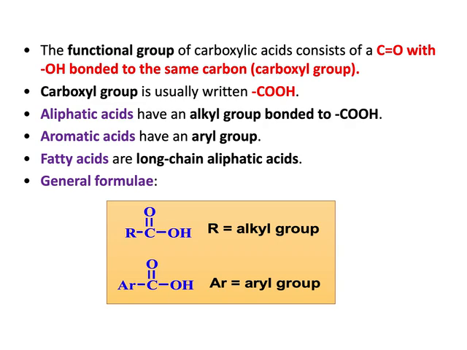The carboxyl group can be divided into two types. Aliphatic acid, which has an alkyl group bonded to C double bond O OH, and also aromatic acid, which has an aryl group. So here is the general formula for the alkyl group, R C double bond O OH, and also the aryl group, aromatic, attached to the carboxylic acid.